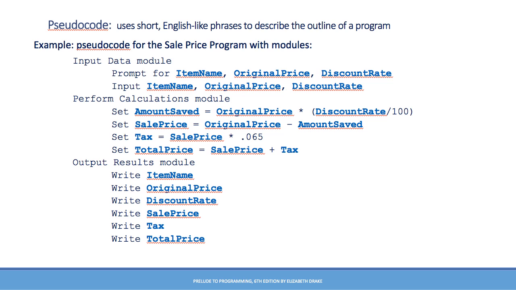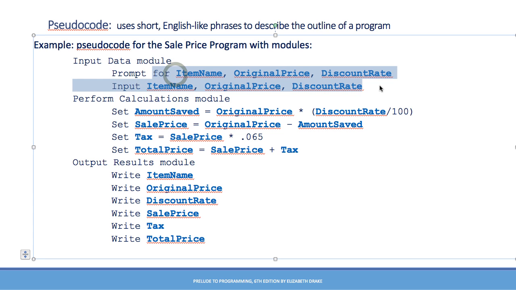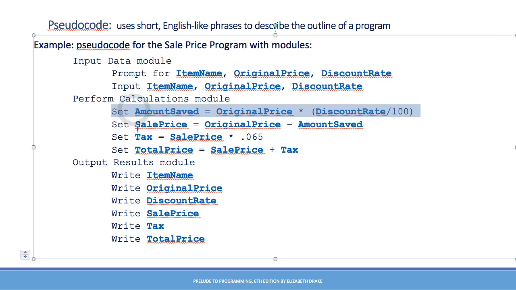Here we have the pseudocode for a sales price program that uses modules. It has three modules. One module is for inputting data, one module is for processing the data, and the other module is for outputting the data. And here we have input, prompt for, all that good stuff, right? Give us a prompt, collect the input, then down here, run the calculations. There are the calculations. They're doing their cool thing. Again, they're sitting out there in their own module. Thirdly, we have the output module.